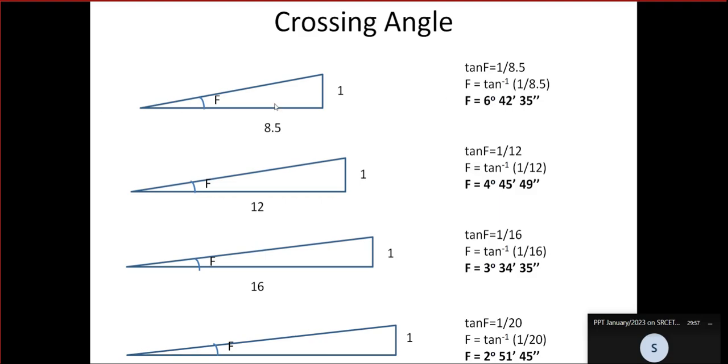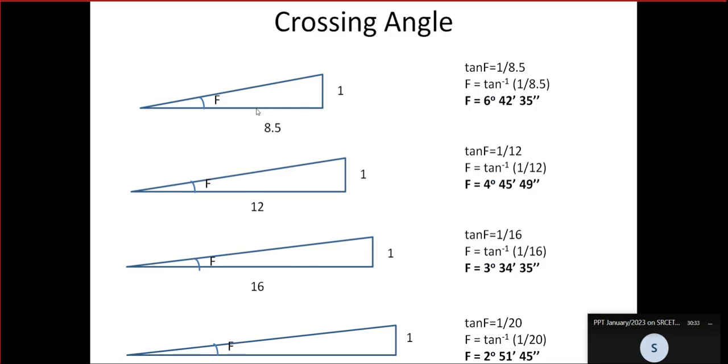In the turnout, we have the crossing. There you can see wing rail, nose rail will be there. That angle will be equal to F. If it is for 8.5 units traveling, 1 unit deviation takes place, it is called 1 in 8.5. If it is for 12 units traveling, 1 unit deviation takes place, 1 in 12, and so on, 16, 20.